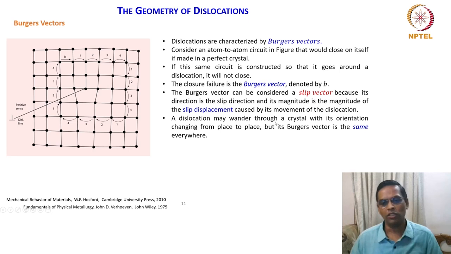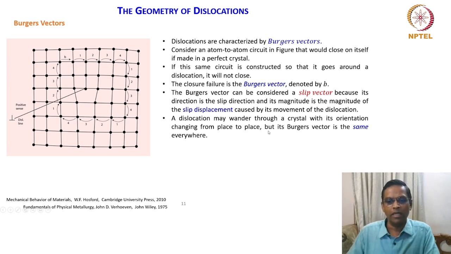A dislocation may wander through a crystal with its orientation changing from place to place, but its Burgers vector is the same everywhere. This is something you have to remember. This is exactly what we have just shown in the previous slide, looking at a cutout crystal block, we have measured the B, but that is the same everywhere. Whether you measure it clockwise, anti-clockwise, whether you measure on a screw dislocation side or edge dislocation side or a mixed dislocation side, the magnitude is the same.